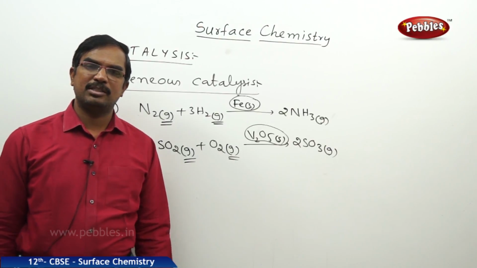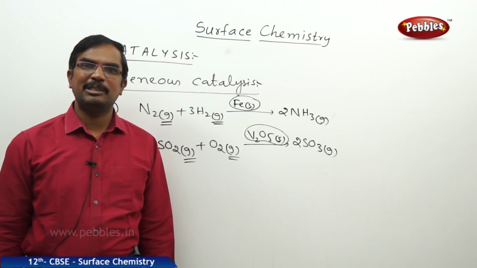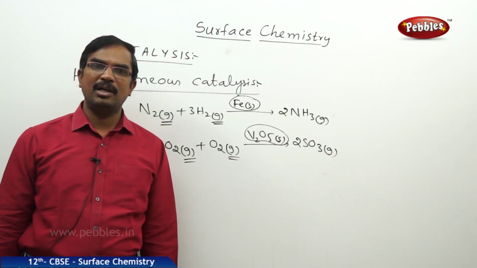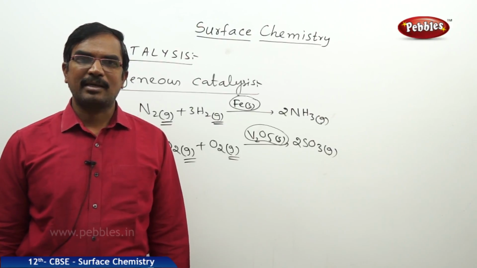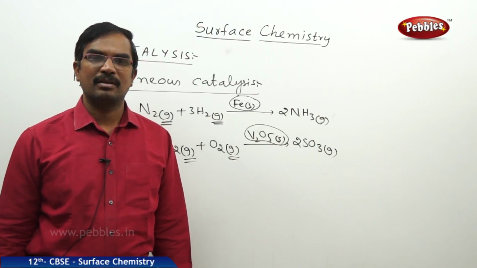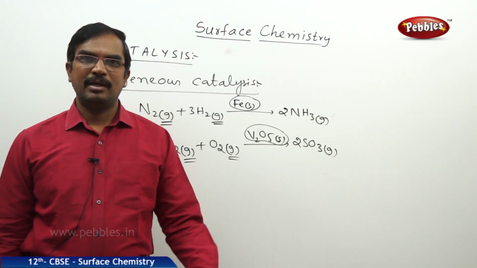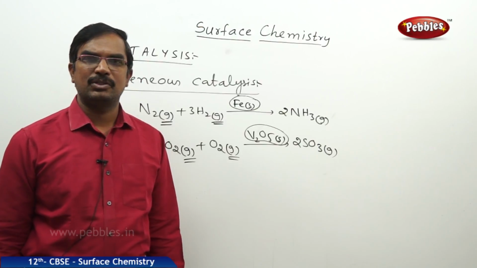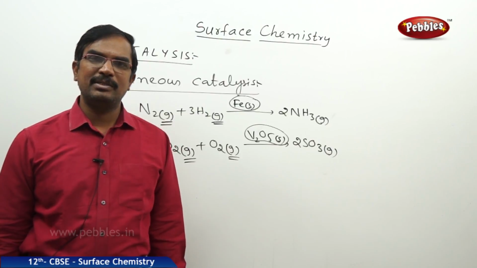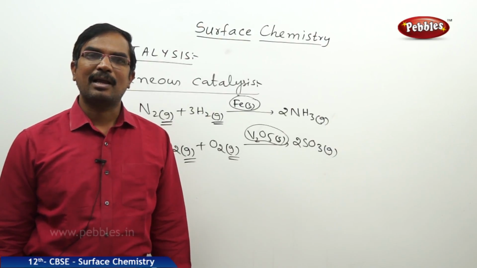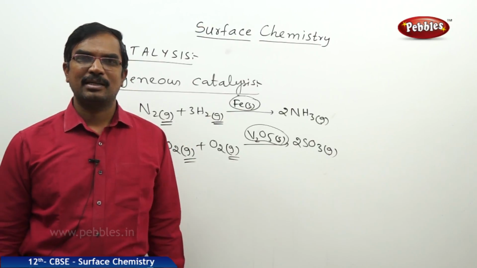Not only this, we can also come across the hydrogenation of oils. We call it the Vanaspati process. In the hydrogenation of oils, generally the oil reacts with hydrogen gas in presence of catalysts like platinum, Raney nickel, or palladium. So in presence of this, we will get the corresponding fat. So oils are converted to fats here in the hydrogenation. So here the physical states of the reactants and the catalyst are different. That also comes under heterogeneous catalysis.